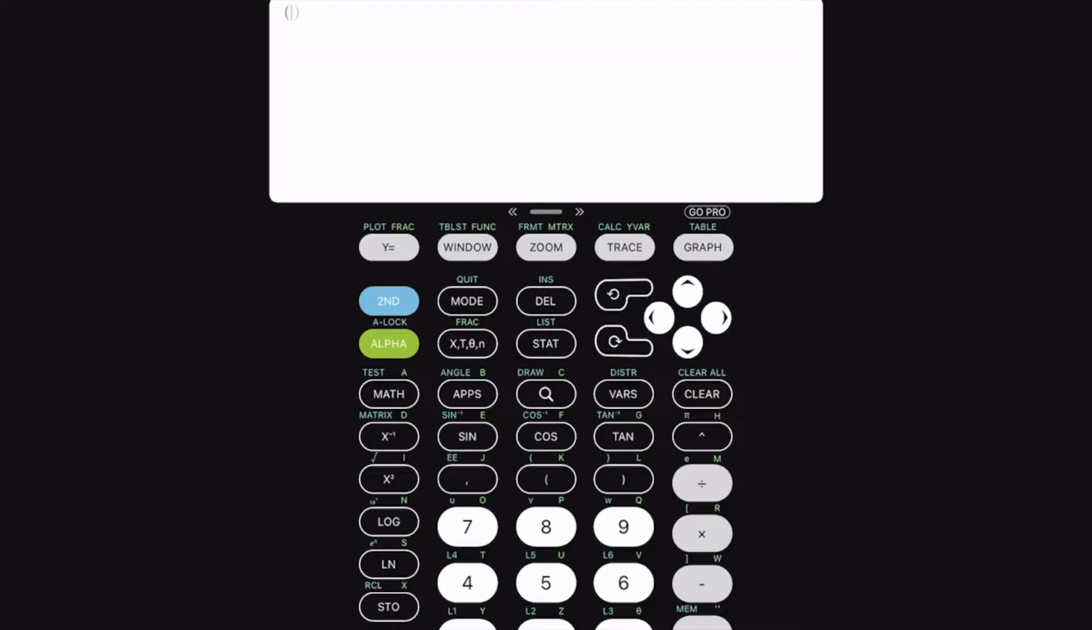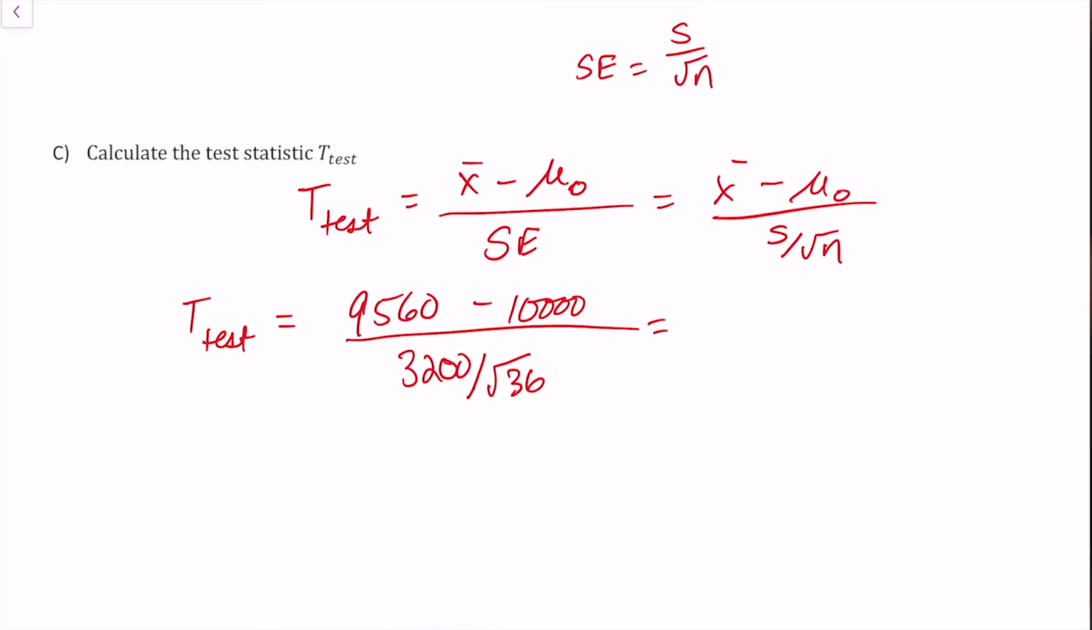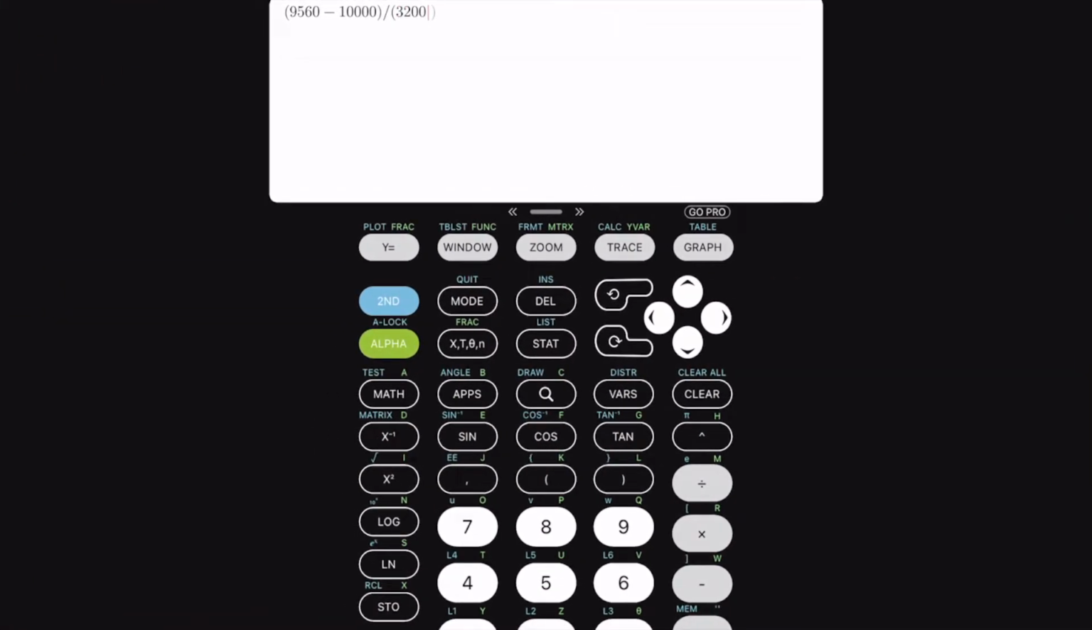Okay. I'm going to do open parentheses, 9560 minus 10,000. Divide that by open parentheses, the sample standard deviation, which was 3,200, divided by the square root of 36. All right. And there we go. To three decimal places, we get a t-score of negative 0.825.